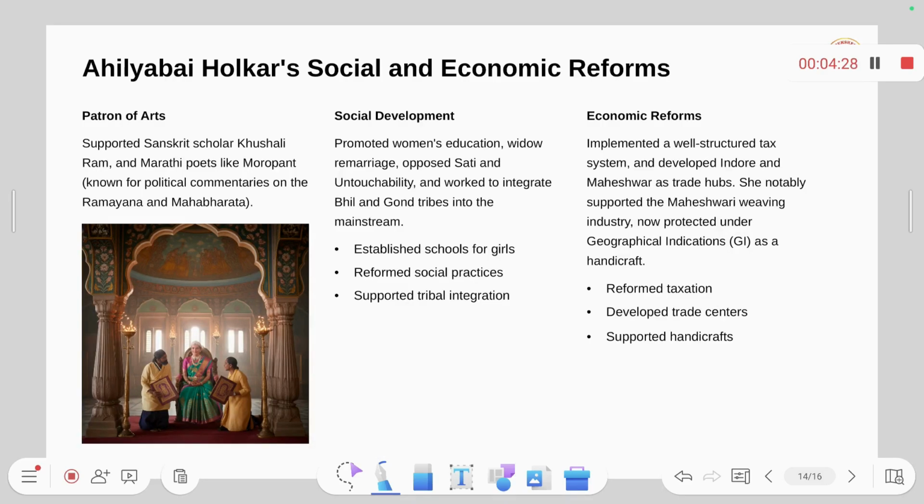Ahilyabai Holkar's social and economic reforms: she was a patron of arts, supported the Sanskrit scholar Khushali Ram and Marathi poets like Moropant. Social development: she established schools for girls, reformed social practices, and supported tribal integration. Economic reforms: she reformed taxation, developed trade centers and supported handicrafts.